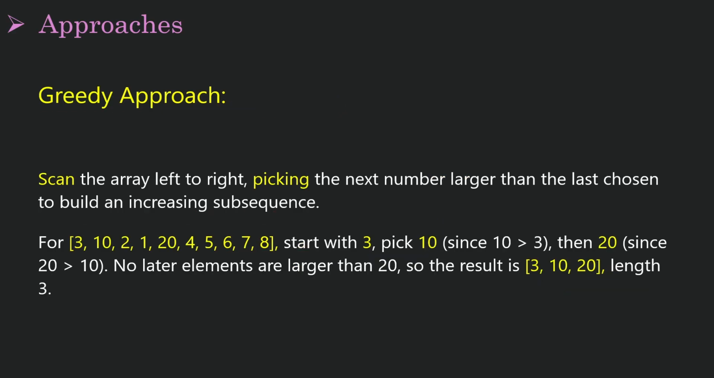Greedy approach. Core concept. Scan the array left to right, picking the next number larger than the last chosen to build an increasing subsequence. For 3, 10, 2, 1, 20, 4, 5, 6, 7, 8. Start with 3. Pick 10, since 10 is greater than 3. Then 20, since 20 is greater than 10. No later elements are larger than 20, so the result is 3, 10, 20, length 3.